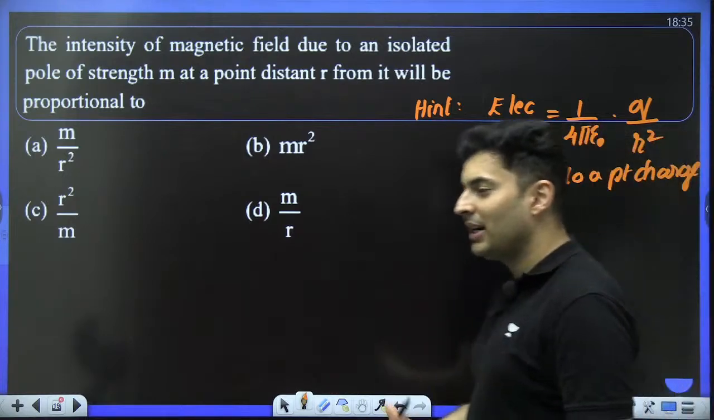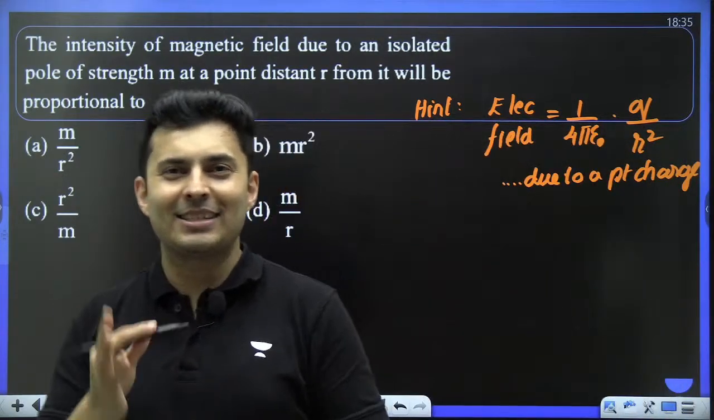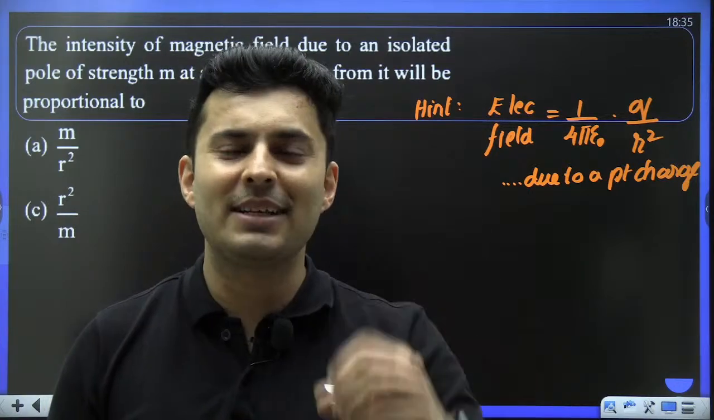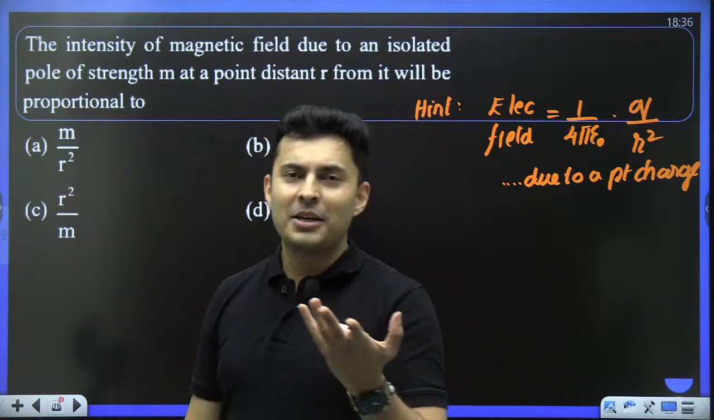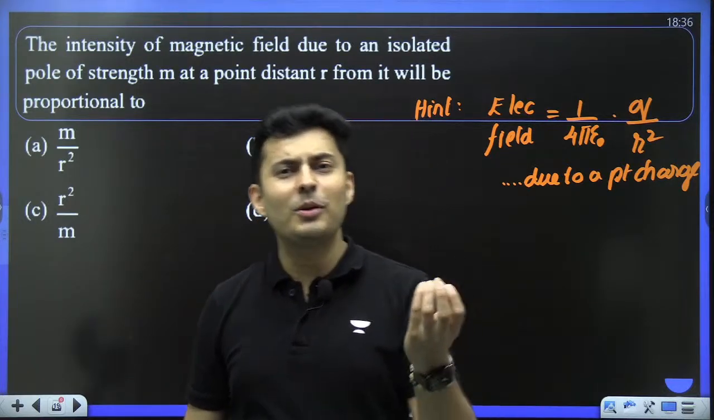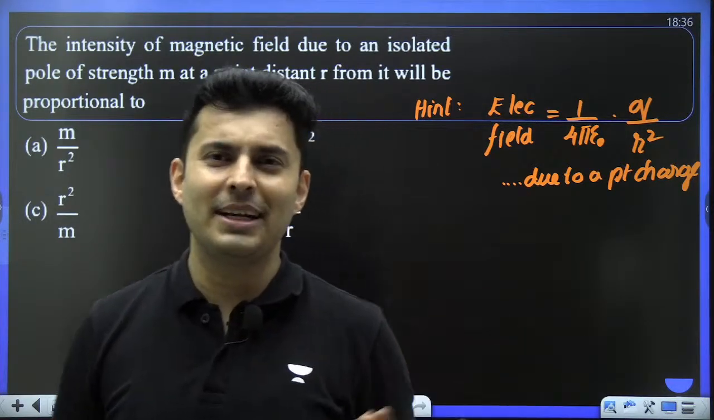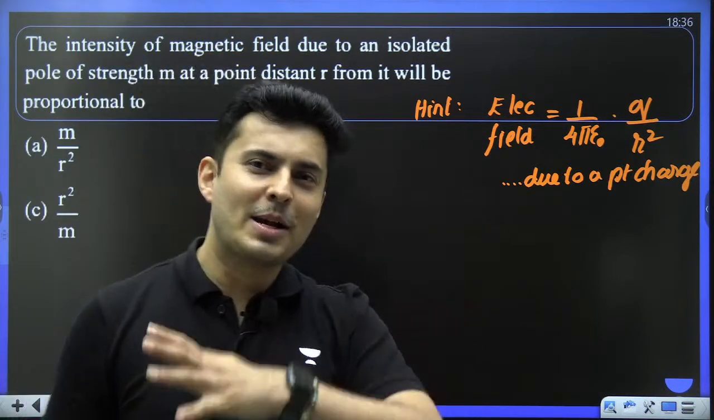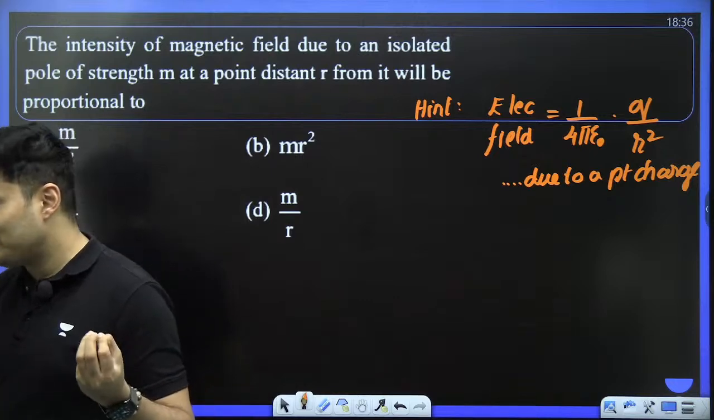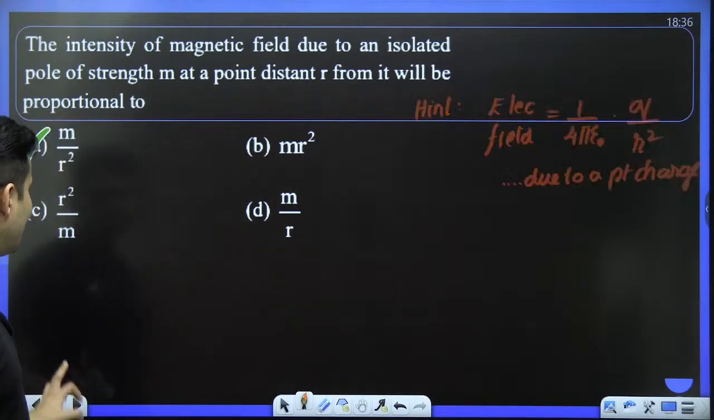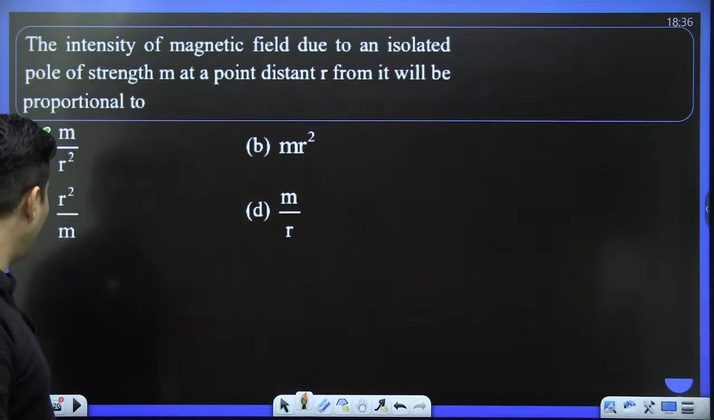Why should it be different in magnetism? The formulas look very identical. Just the symbols will change. Instead of electric field, it will be magnetic field. Instead of electric charge, it will be magnetic charge. Distance will remain distance only. Permittivity will become permeability. That's all. So can you guess now what should be the formula? Yes, many of you got it correct. It will be M by R square.